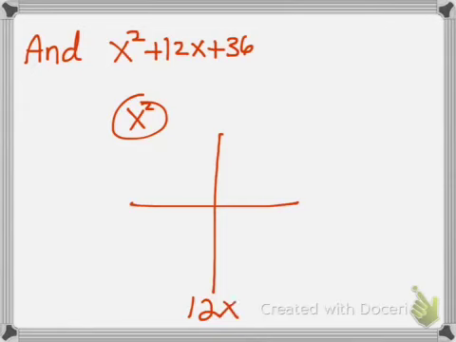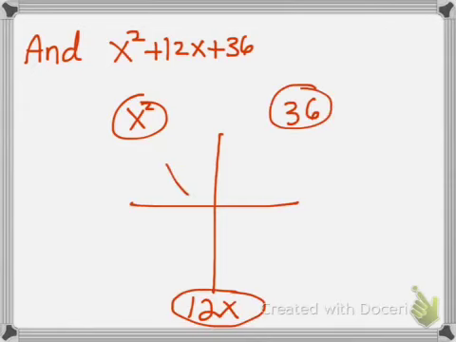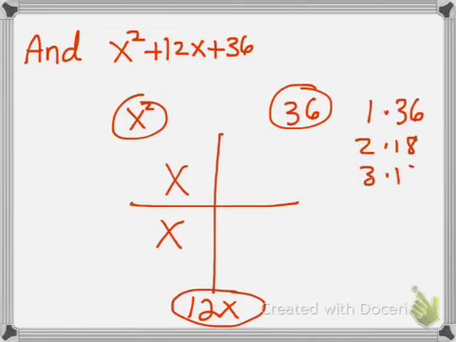I've got x squared there. I've got a 12x in the middle. I've got 36. So it's going to be x times x. My choices for 36 are 1 times 36, 2 times 18, 3 times 12, 4 times 9. Just list them all out there, and you work your way up the list.